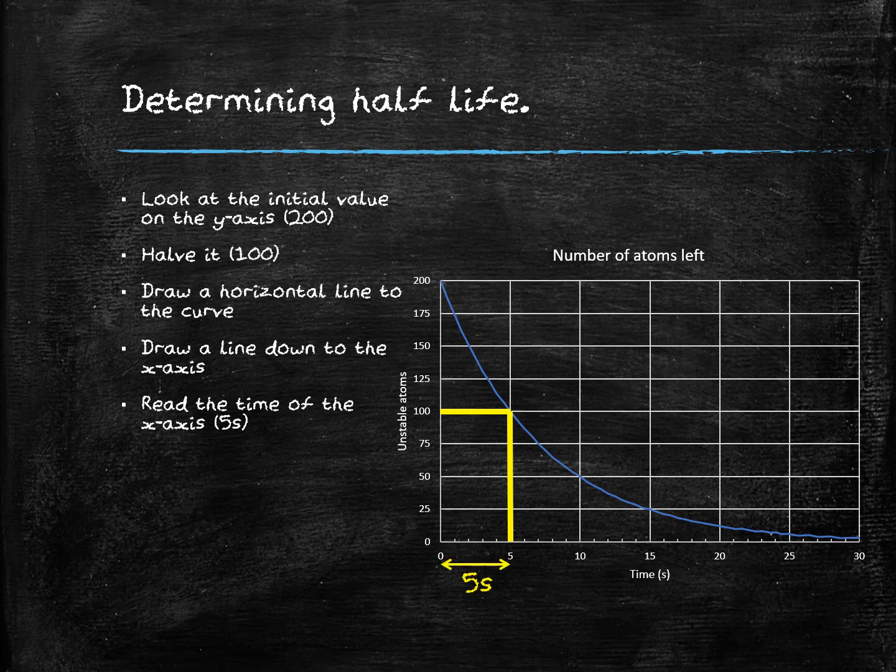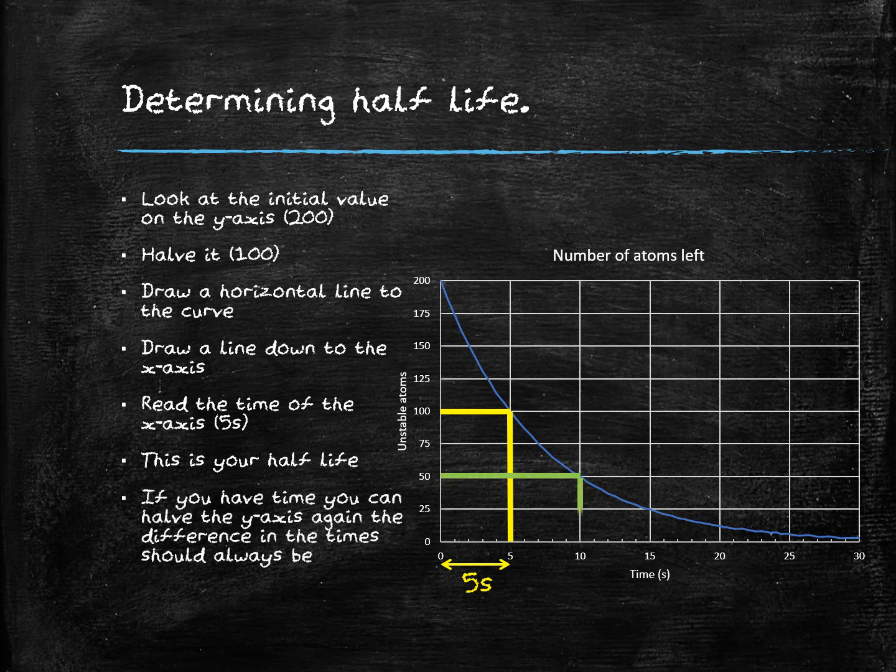Now, if you have time, or if you want to, you can potentially check this. If you halve it again, the gap should be 5 again, and halve it again, the gap should be 5. Effectively, every time you're halving it, you're getting the same time interval along the horizontal axis. That is how you determine the half-life using the graph. It's a method and procedure that you really need to be able to communicate accurately and show that you've done it. So draw those lines on those graphs. You're expected to do it, make sure you have.